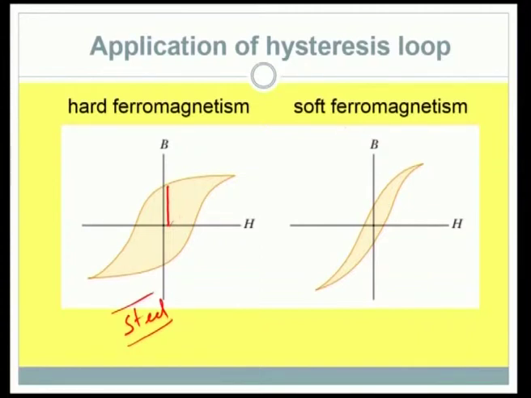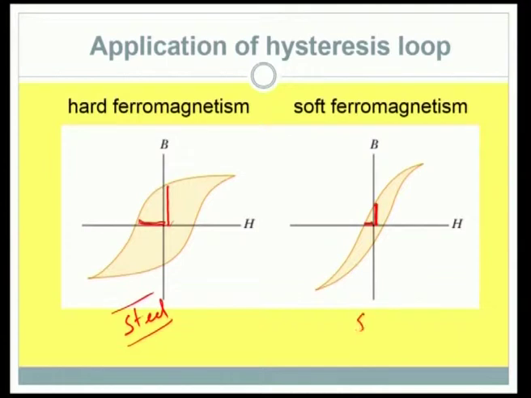For soft ferromagnetism, what is there? The area is less. Of course, the coercivity is less, and the retentivity is less. Here, in the hard case, the coercivity is also very high, right? That also we should understand. And these soft materials can be subjected to repeated magnetization cycles.